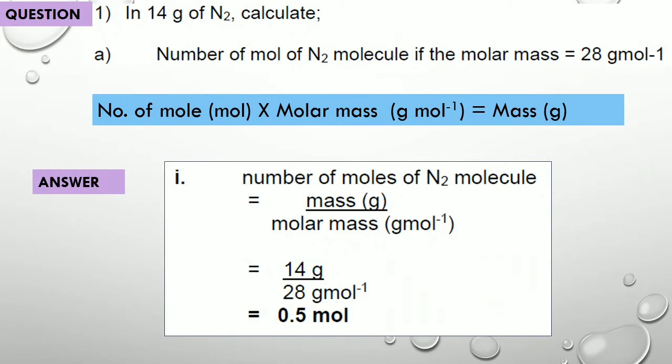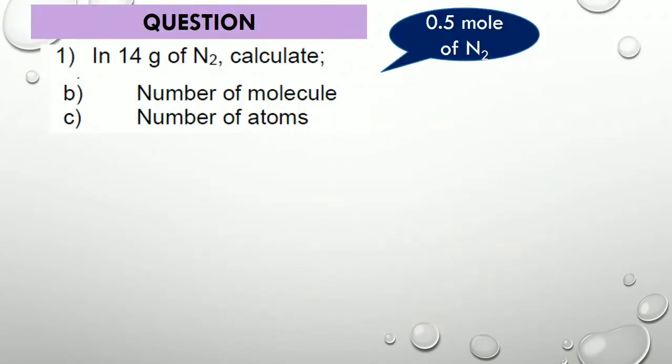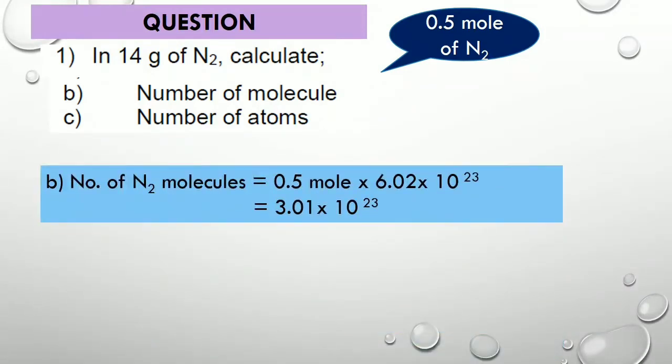So based on the number of mole given, we can further calculate the number of molecules. Based on the calculation in 1A, 14 gram of nitrogen molecule is also equal to 0.5 mole of nitrogen molecule. So to calculate the number of molecule, we can use formula mole multiplied by the Avogadro number, which is 0.5 mole multiplied by 6.02 times 10 to the power of 23. We can get 3.01 times 10 to the power of 23 nitrogen molecule.